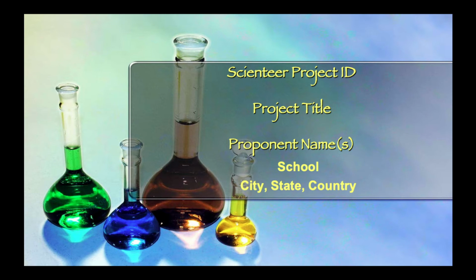So you should have a title page with the Scienteer project ID. You should have the project title there, the proponents or the names of the researchers, the students. If you're a team, then you will have multiple lines there. Of course, you need to have your school there, including the city, state, and the country, and this is in preparation for competition later on, at the regional and the national level.